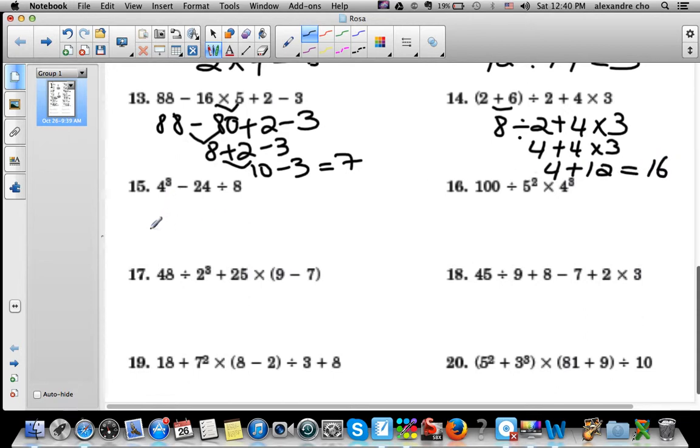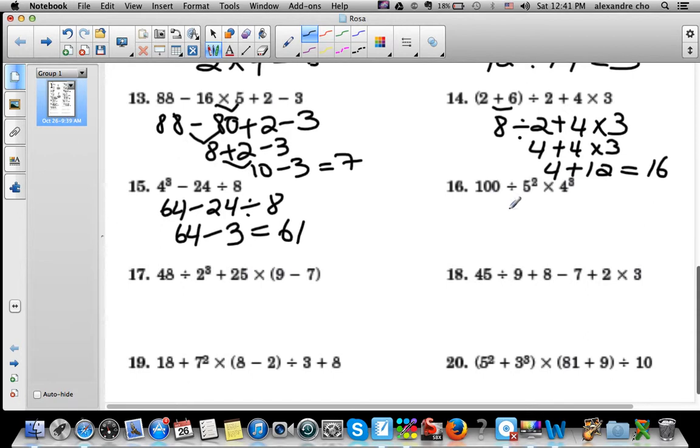Next one. Ooh, finally, exponents. So we have 4 to the third minus 24 divided by 8. So 4 to the third is 4 times 4 times 4, which is 64, minus 24 divided by 8. Take care of the exponent first. Now we do division, because it's parentheses, exponents, multiplication or division. And so it's 64 minus 24 divided by 8, which is 3. And that will leave us with 61.